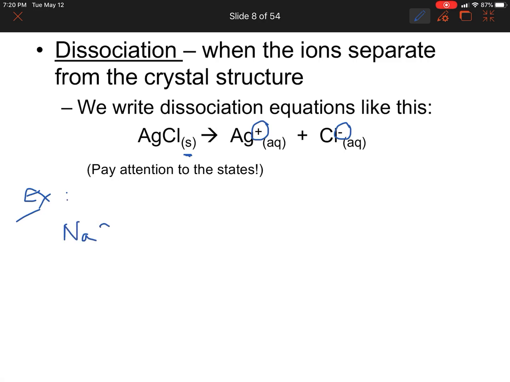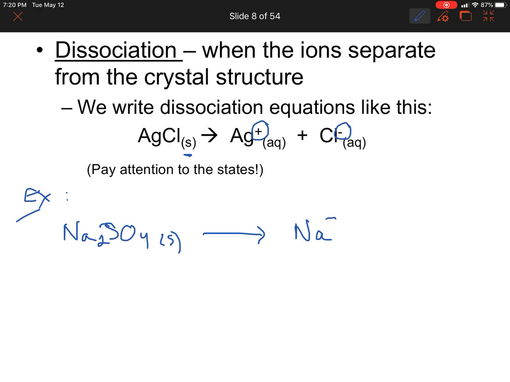So let's say we had sodium sulfate. Sodium sulfate is going to start as a solid. So when it dissolves, it's going to combine with water. So you're dumping this into a glass of water, say, or a beaker of water. So sodium sulfate starts out in the solid. When it ionizes, it's going to become aqueous. That means the water molecules are going to surround the ions and it's going to dissolve. So we're going to break it apart.